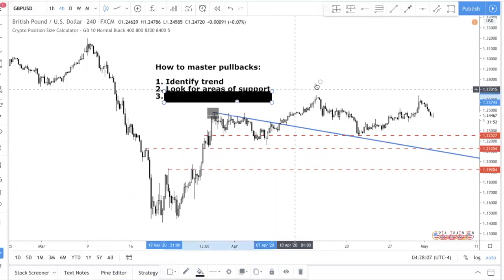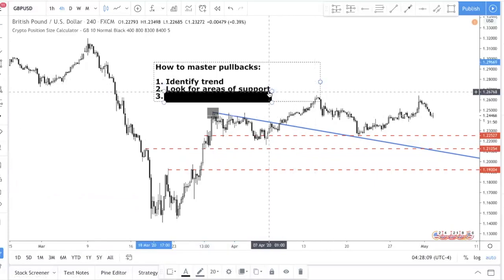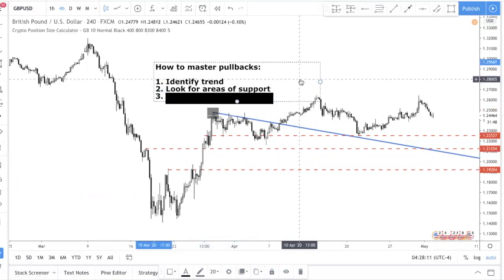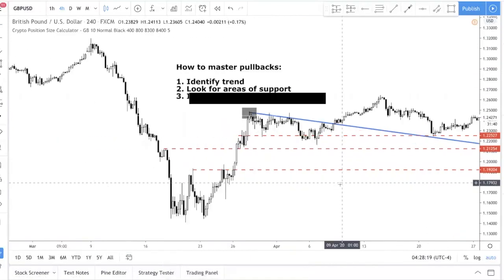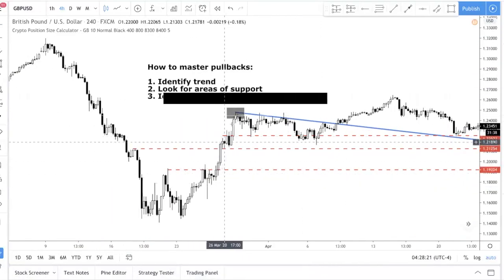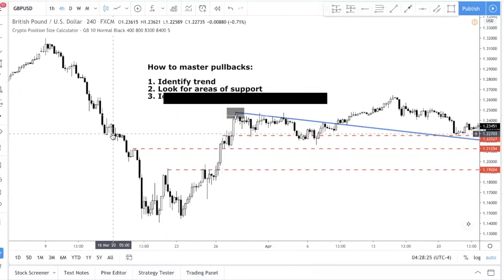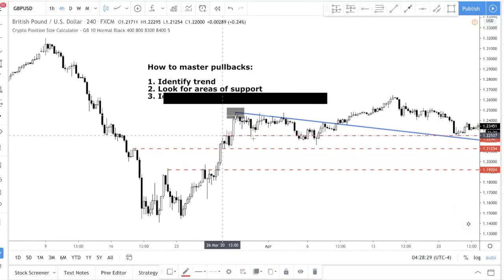Step number 2 is you want to look for areas of support. This is pretty common. Most traders do this. Most traders understand how to identify trend and know how to look for support. For example, in this case, you can say we're in an uptrend, so I can see that there was resistance here, and in fact it was a support turned resistance, turned back into a resistance. Now it should act as support, and then you buy here.